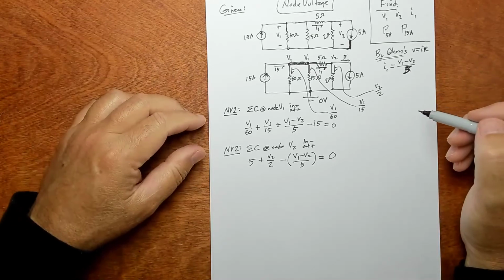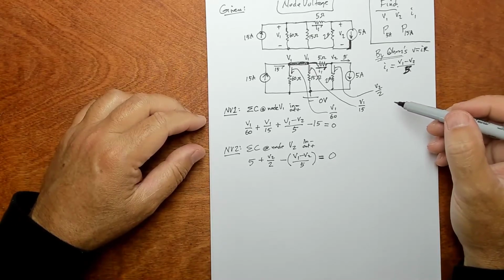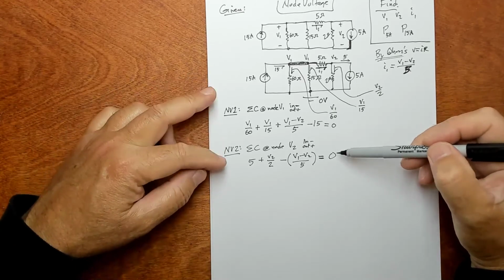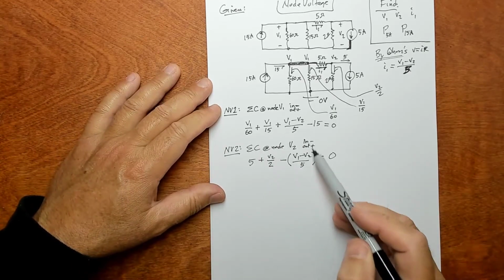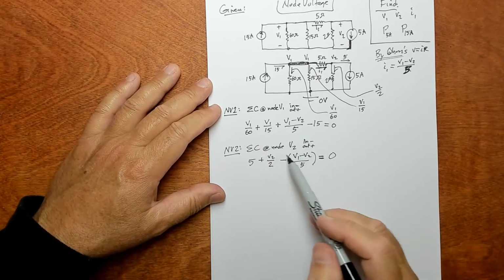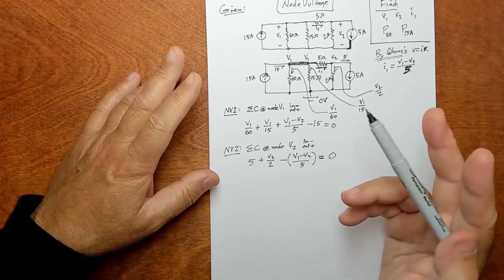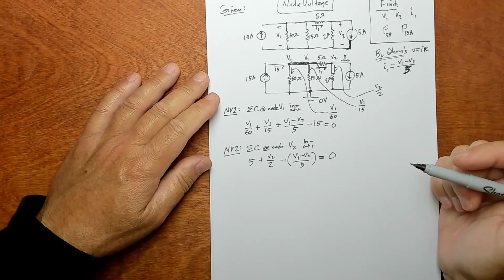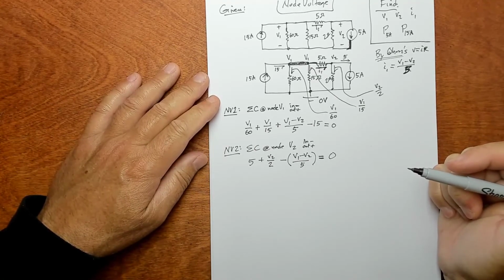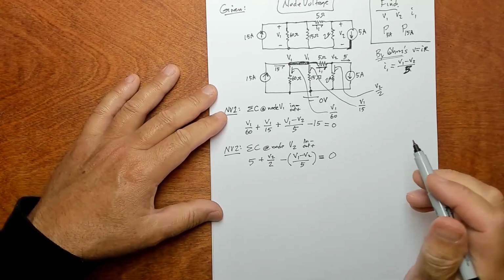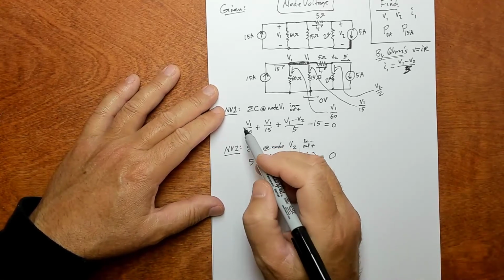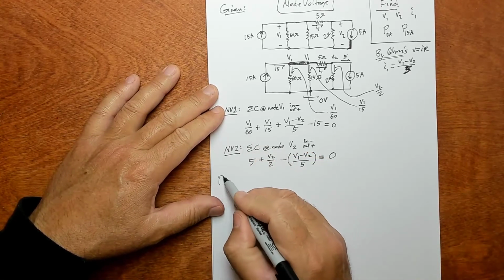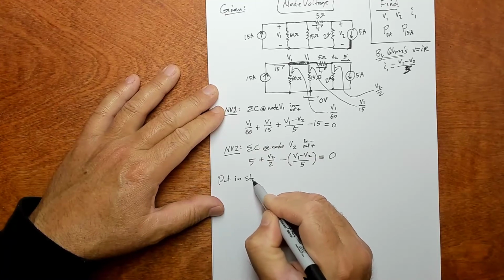All right, those are the node voltage equations. You write those, then you look at them and count the unknowns. You have V1 and V2, so there are two unknowns and two equations, which means the mathematicians tell us there is a solution. The rest of it is just putting it in a form that we can solve, so I'm going to put it in standard form.